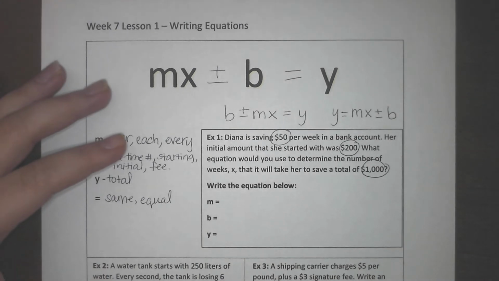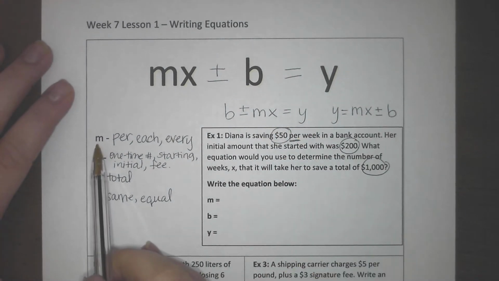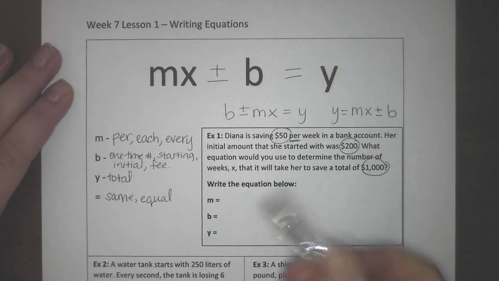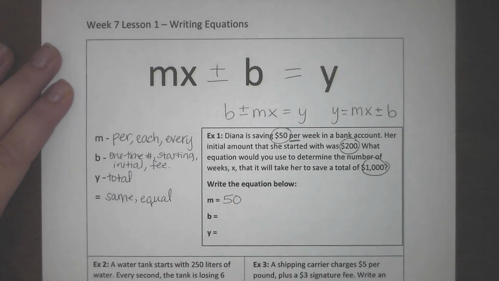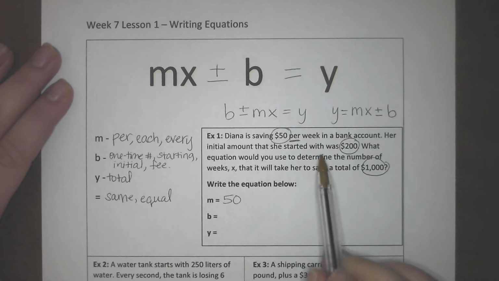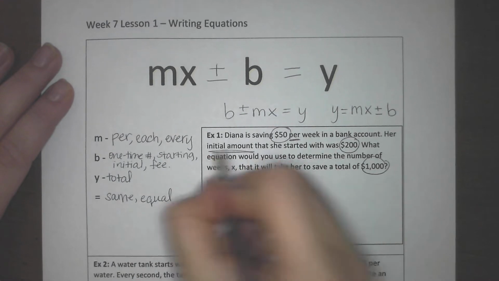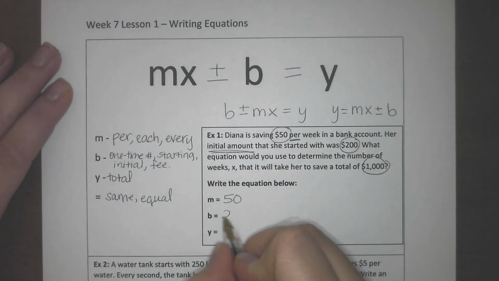And then I'm going to look around for the special words that are around them. So Diana is saving $50 per week. Well, remember, per means that's my m value. So I'm going to go to m and put 50. Her initial amount was $200. Remember I said initial was b? So initial amount tells me that $200 is my b value.